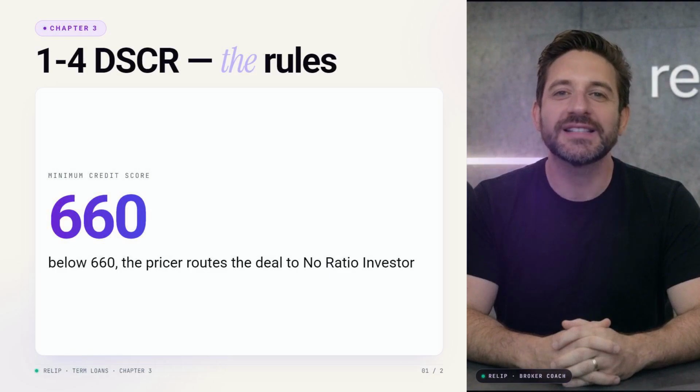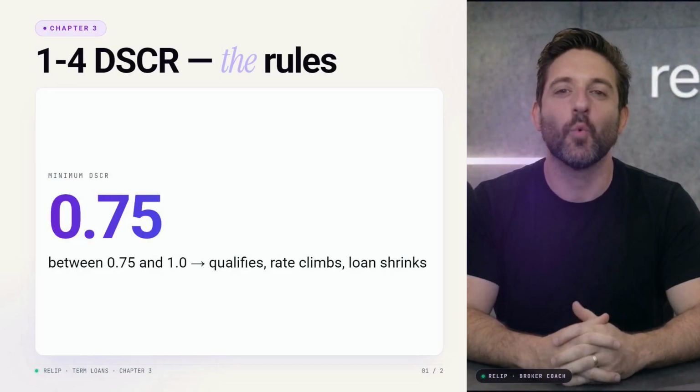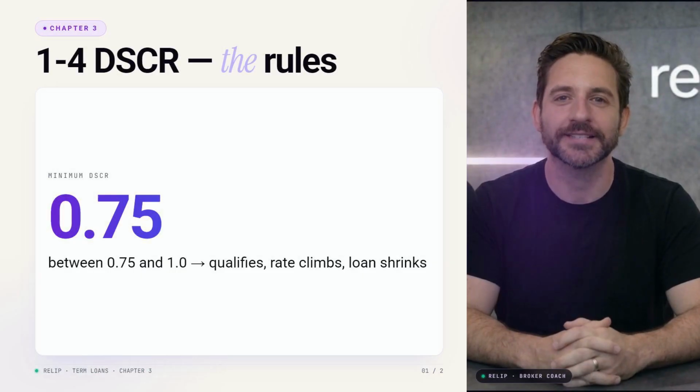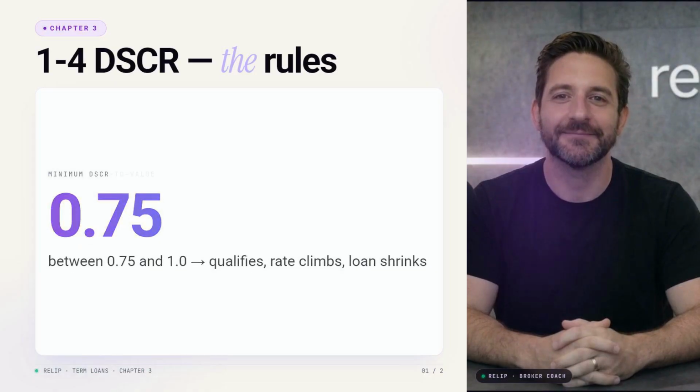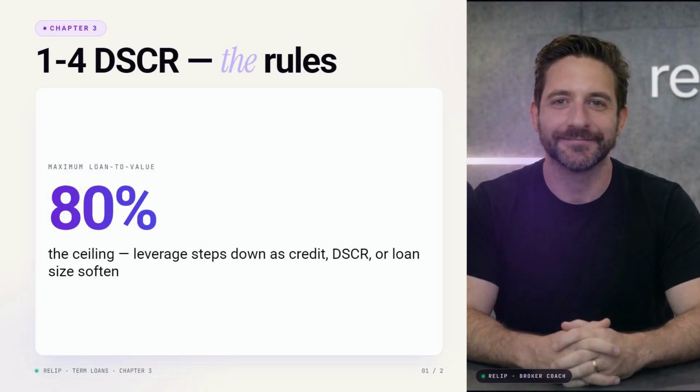Minimum DSCR is 0.75. If the property's net rent doesn't cover at least 75% of the mortgage payment, the deal isn't eligible here. Between 0.75 and 1.0, it qualifies, but the rate goes up and the maximum loan comes down. To get the best terms, you want a DSCR of 1.0 or higher.